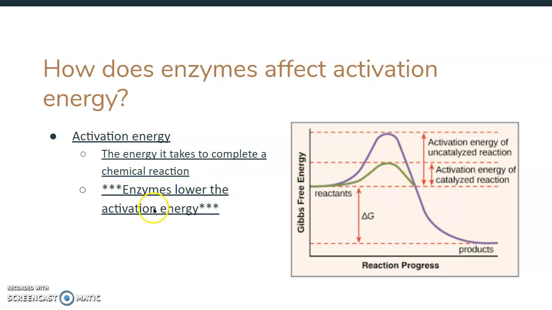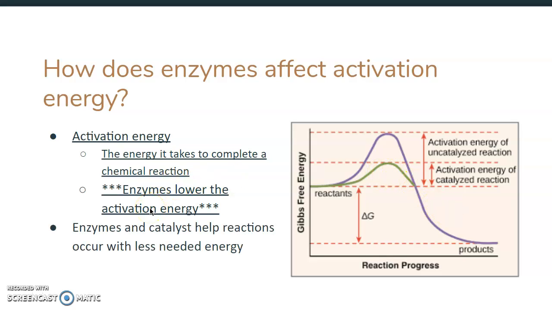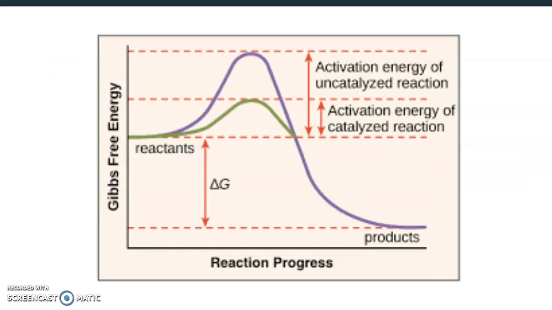So enzymes lower activation energy. That is really important. Our enzymes and catalysts help reactions occur with less energy needed. They allow our reactions to occur faster because there's less energy needed. We can have more of them with less energy. So yeah, I just kind of explained this on the other side. I'd love for you guys to write this down and just understand these 2 curves.